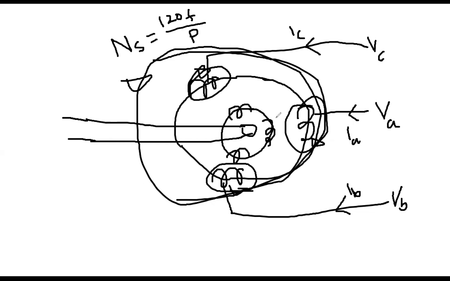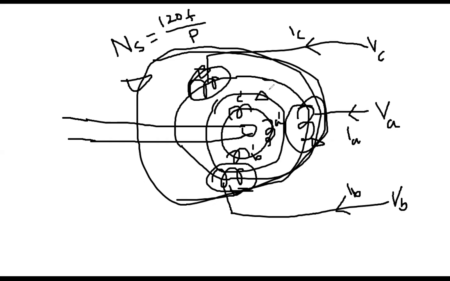Once voltage is built up, let's designate this set as A prime, this as B prime, and this set as C prime. Once voltage builds up, consequently there will be current. And if the current flows, what will happen? Again, there will be another set of magnetic field here.